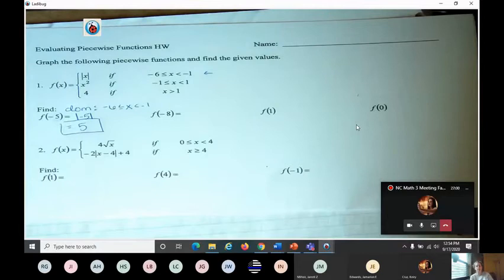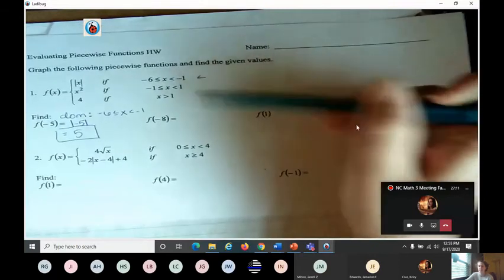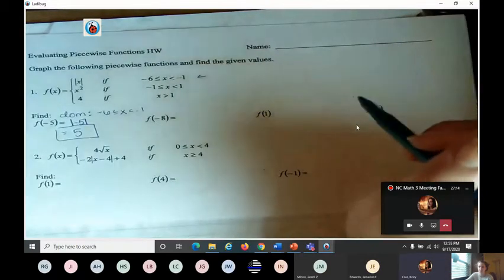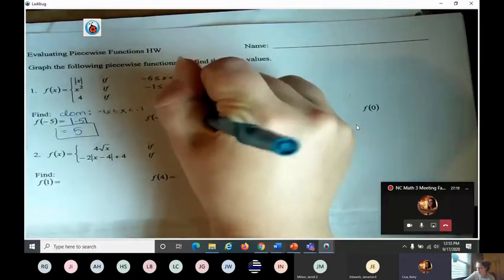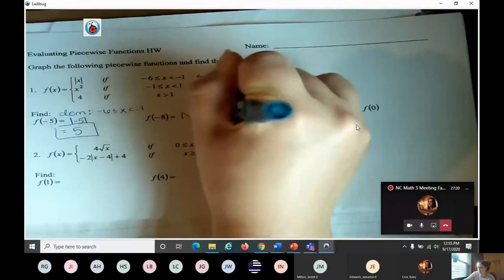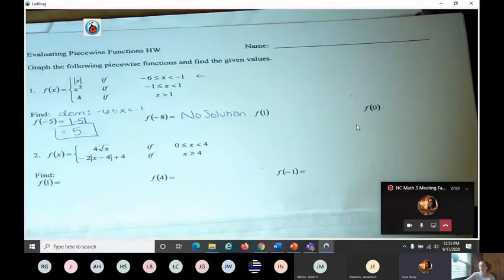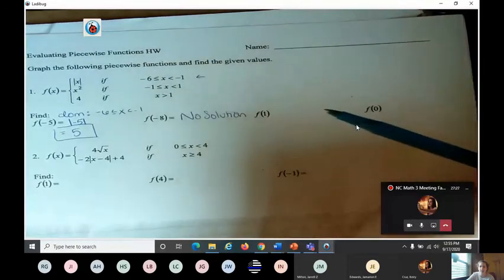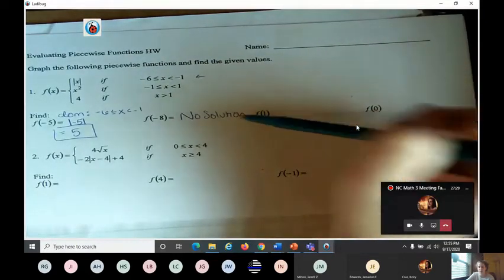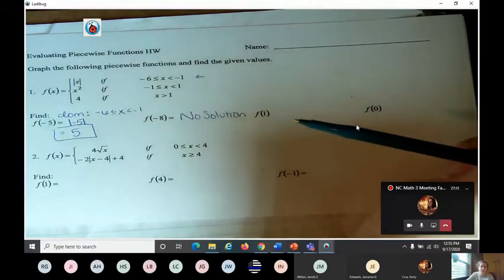Okay, let's see. Deborah. Katie, actually. Is -8 in any of these 3 pieces? No. No, so there should be no solution for this one, okay? -8 is smaller than -6, and none of these domains cover that, okay? So there's no solution for this part. What questions do you guys have about that?